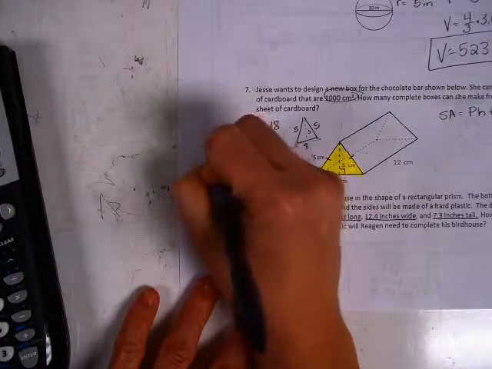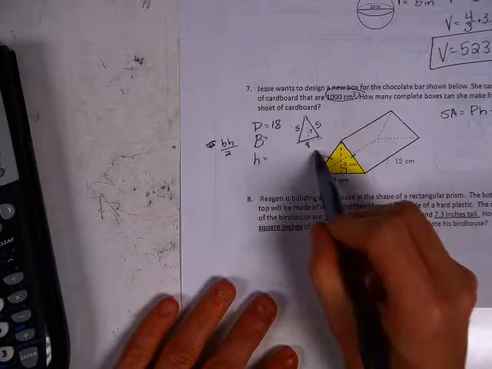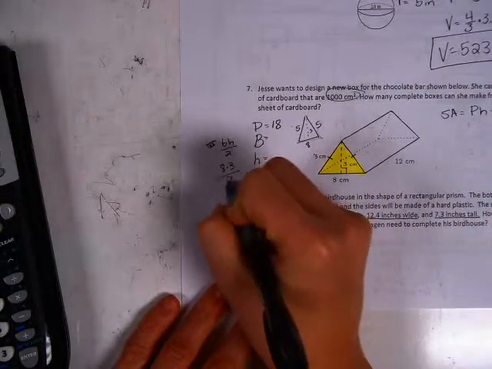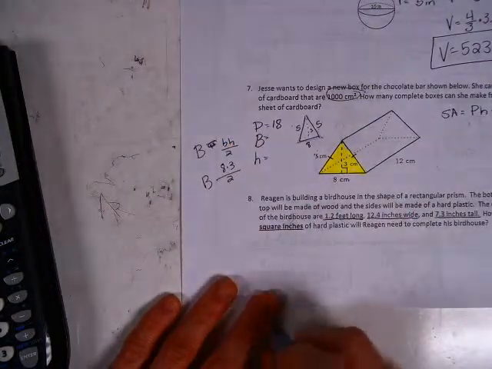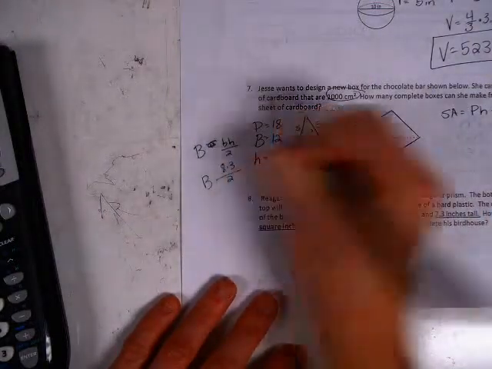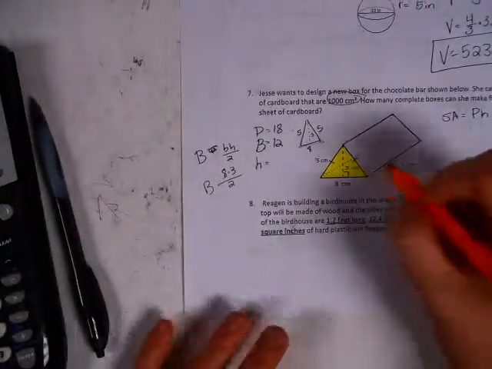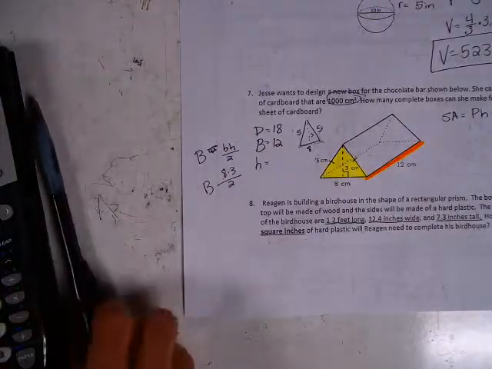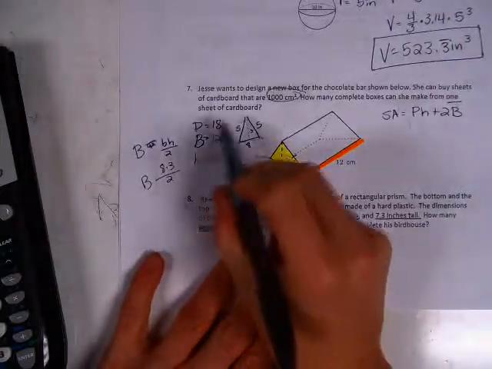Alright. Area of the base. You would do base times height divided by 2. So 8 times 3 divided by 2. This is big B for that particular figure. So that's 24 divided by 2, which is 12. Now, height, you have to go back to the original figure, and it's how far it is from base to base, which is 12 again.